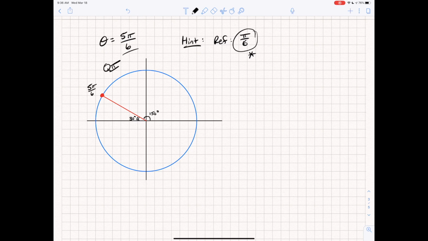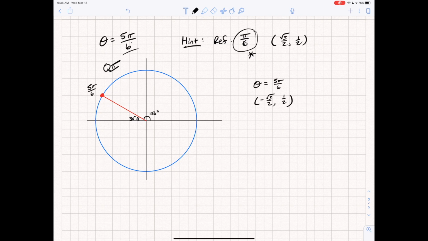So for pi over 6, its terminal point again was, excuse me, I did this last time, root 3 over 2, comma 1/2. So that means for 5 pi over 6, I am expecting the ordered pair to be negative root 3 over 2, comma 1/2. That would be my prediction. Let's go through and show that.